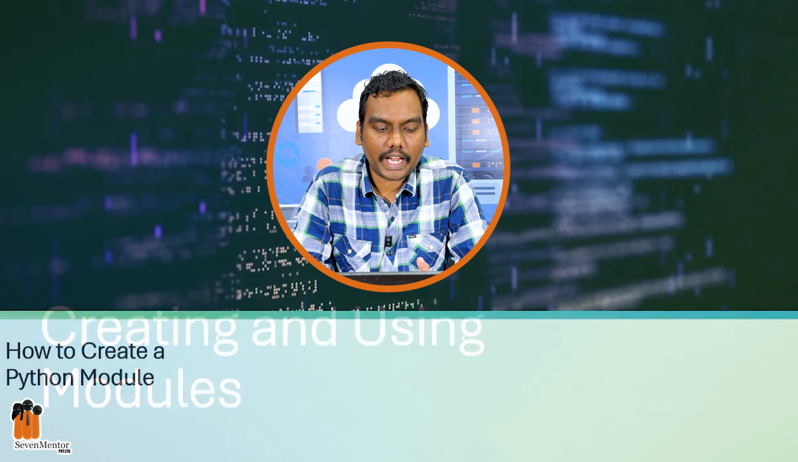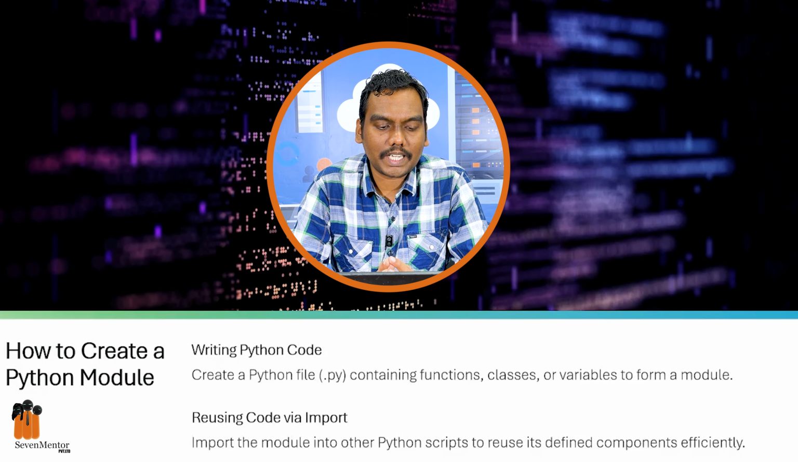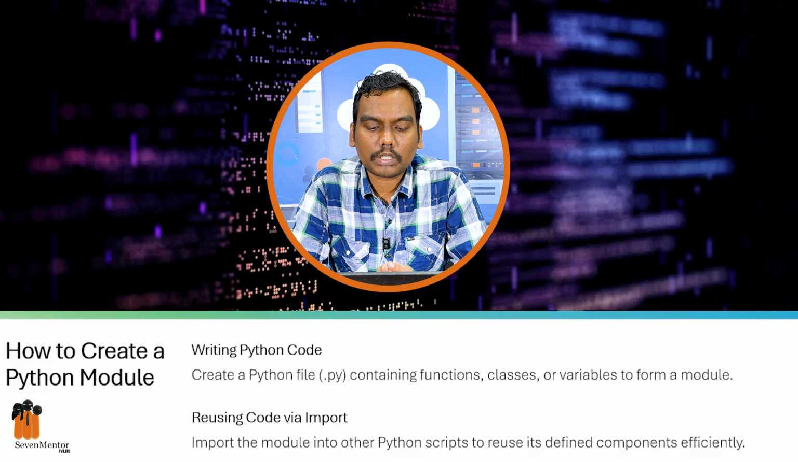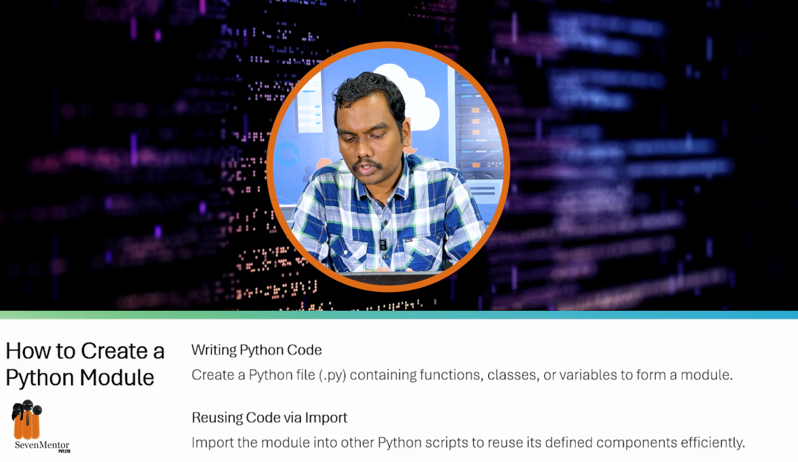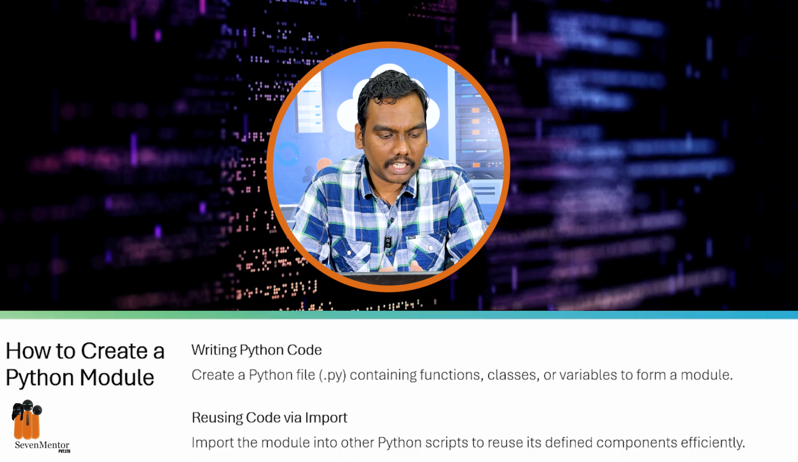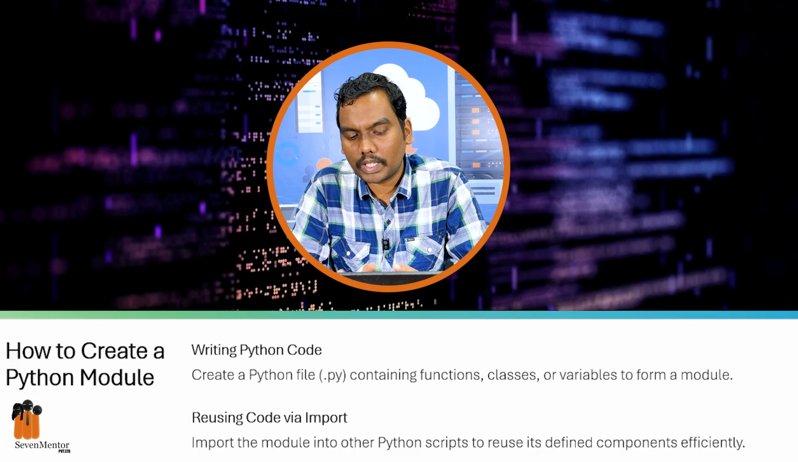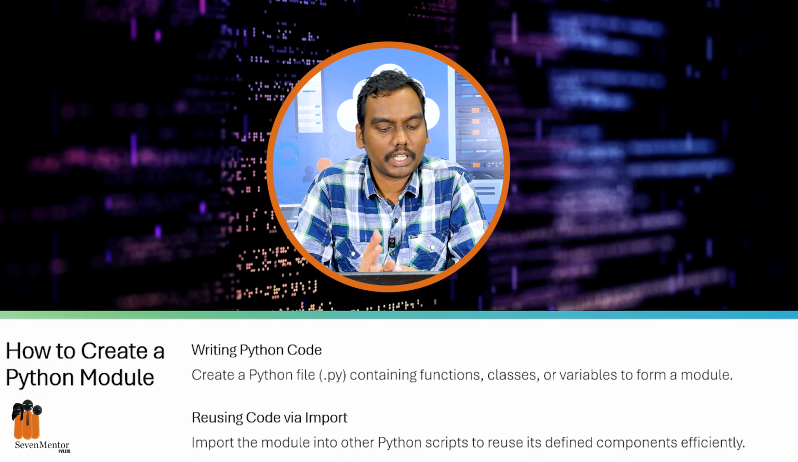Next is creating and using a module. How do we create a particular module? Basically, to create a module, you need to write the Python code in a .py file. Write all your functions, classes and variables in a single .py file and save it. That file you can reuse again and again. With the help of the keyword import, you can call that file and use the different functions and methods which you previously defined in it.